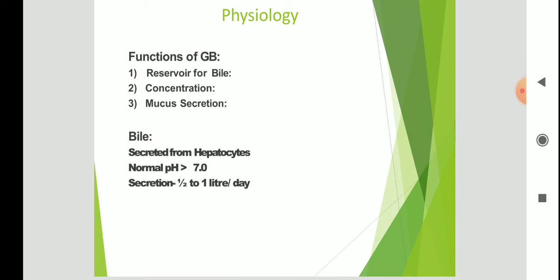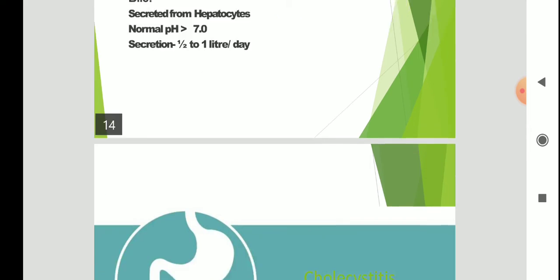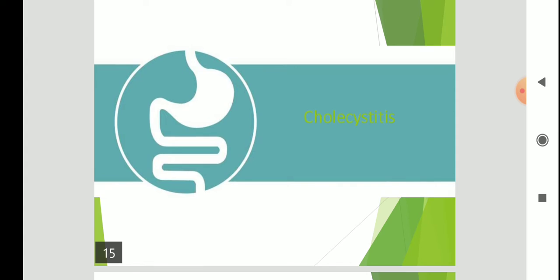Physiology and basic functions: reservoir for bile, concentration, mucus secretion. Bile is secreted from the hepatocytes and moves into the small intestine via the gallbladder, so the gallbladder acts as a temporary reservoir. The normal pH of bile is 7, neither acidic nor basic. Secretion is half to 1 liter per day. Always remember that. Moving on to our subject proper.